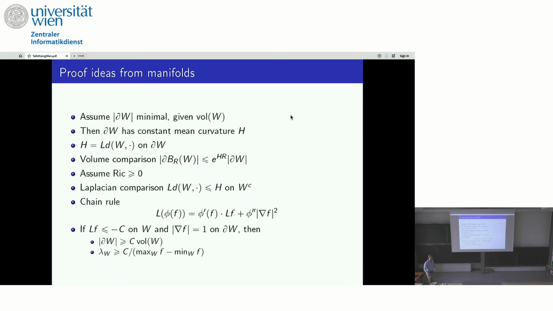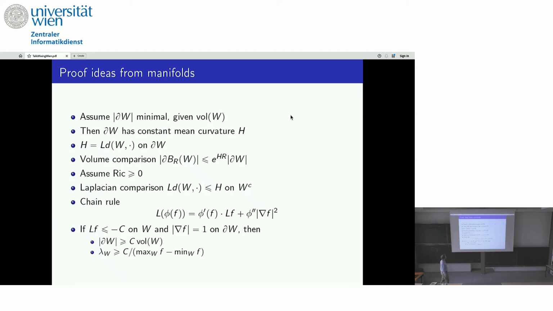So the proof idea is based on a mean curvature argument. It turns out that in the end, we cannot fully implement it in a discrete setting, but that's where the idea comes from. So if we assume we have some set minimizing the boundary given the volume, then the boundary should have constant mean curvature. And how we can understand mean curvature in the graph setting, that is exactly as the Laplacian of the distance from the set.